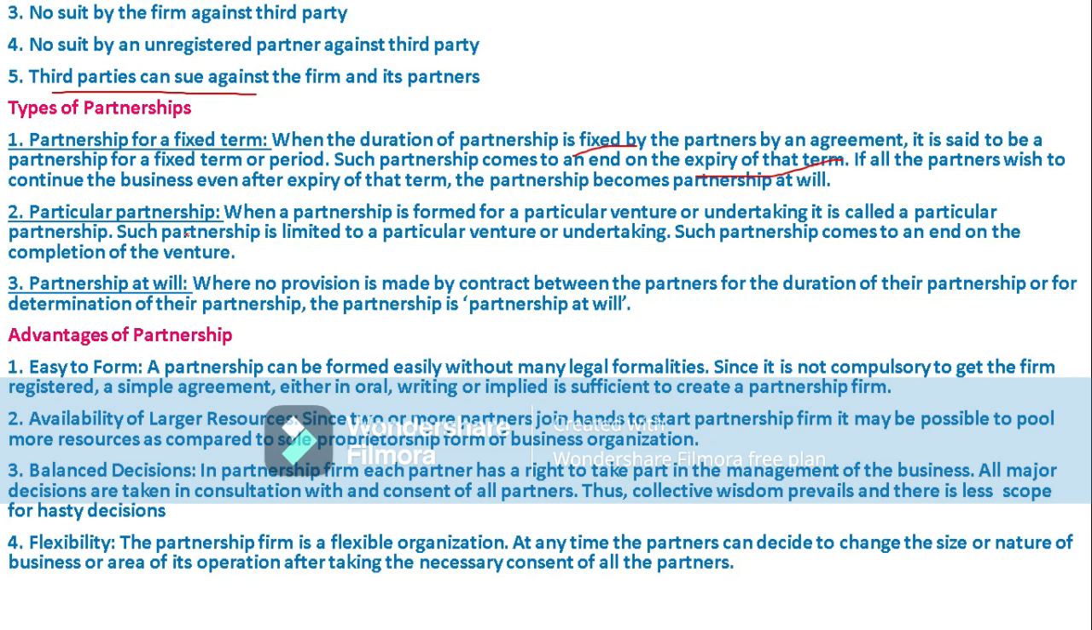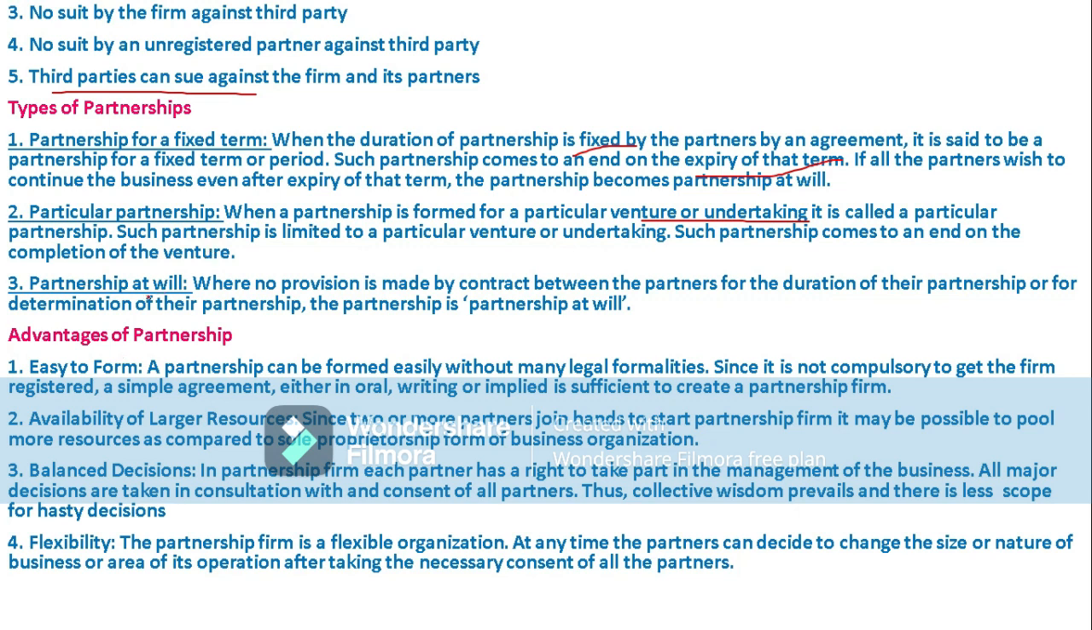Next, particular partnership. What does this mean? When a partnership is formed for a particular venture or any undertaking, then it is called a particular partnership. It means a partnership for a specific purpose, like a particular venture, okay. Then after completion of that venture, the partnership deed ends there, okay. So that is a particular partnership.